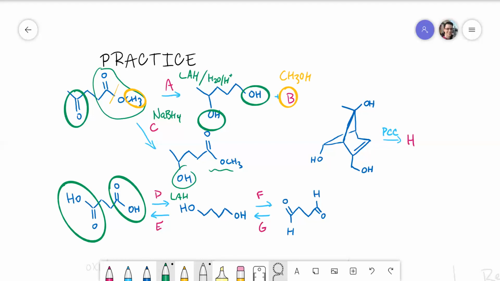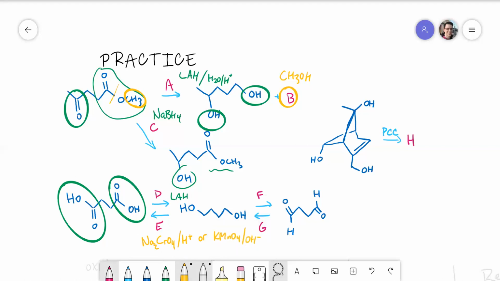If we wanted to do the reverse, to oxidize primary alcohols all the way back to carboxylic acids, we would use a strong oxidizing agent, such as sodium Na2CrO4 with acid, or KMnO4 with a base. Okay? Both of those are very strong oxidizing agents and could reverse that.